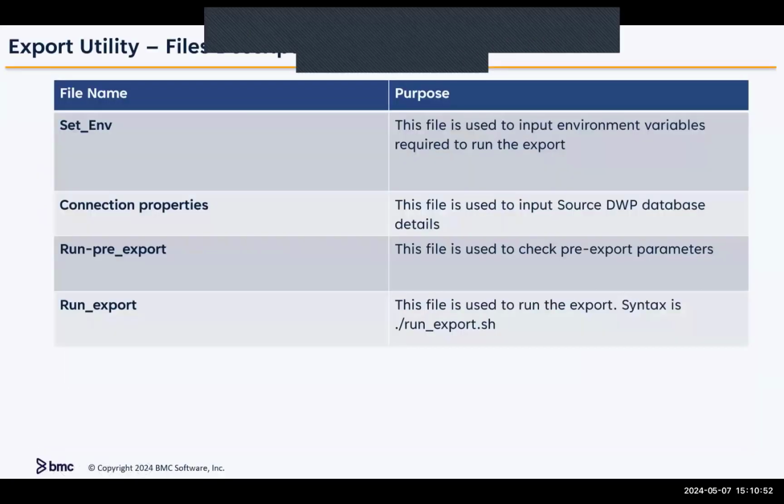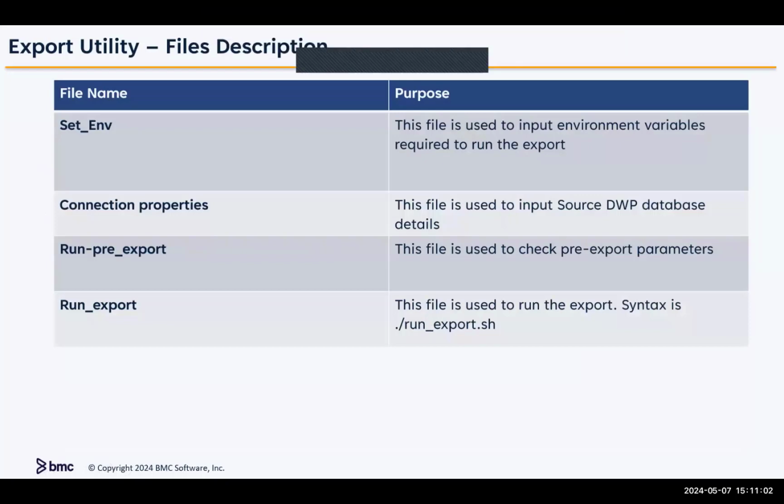In export utility, these are the main files that we have to have configured. The first two, set underscore environment and connection properties, are the configuration files. Let's talk about the set underscore environment file. In this file, we will input some values, which are basically the environment variables used to run the export. And in connection properties, we will be inputting the source DWP database details, because the export runs through direct DB access.